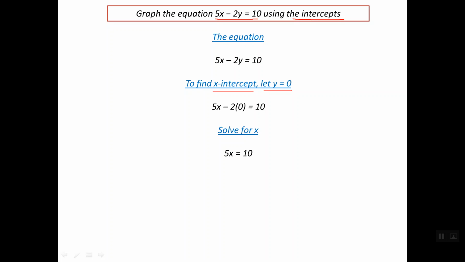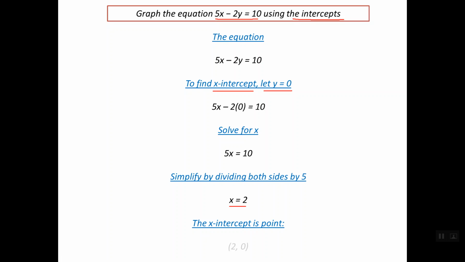So the remaining equation is 5x equal to 10. Simply, we can divide both sides of this equation by 5 in order to get x alone. So the value of x is equal to 2. So the coordinates of the x-intercept point are 2 and 0.